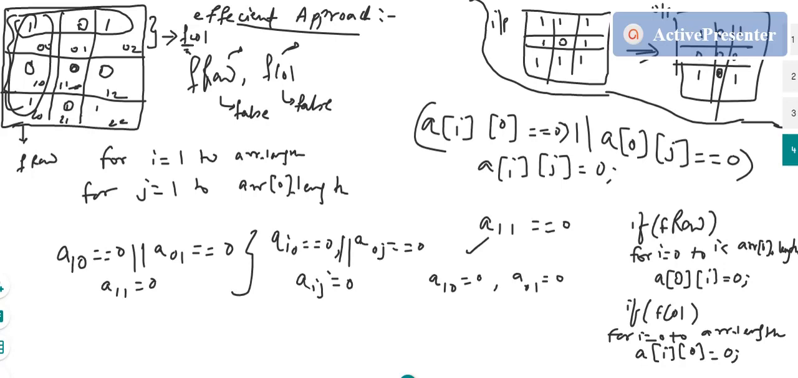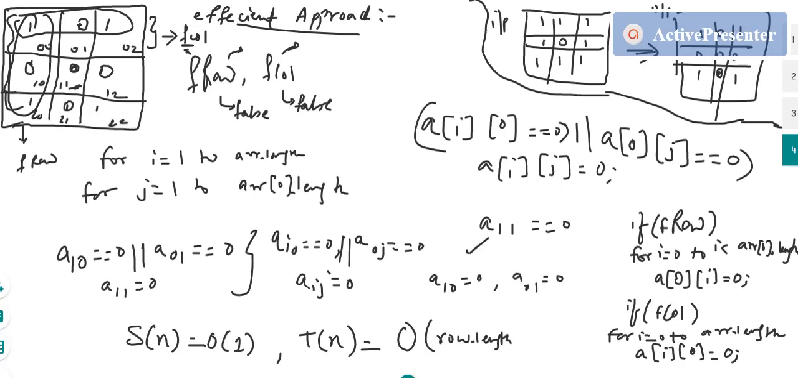Okay, so here we can see the space which we have used is order of 1, and the time complexity here is for the two loops with the row dot length. We can consider here row dot length into the column dot length, because we have used two loops. So we have optimized our code. If you want to see the solution, let's explain that also.